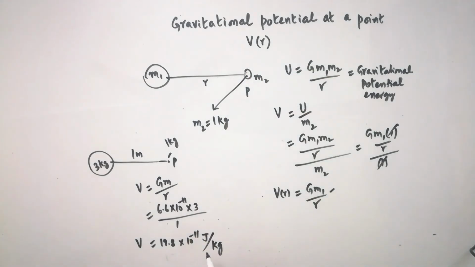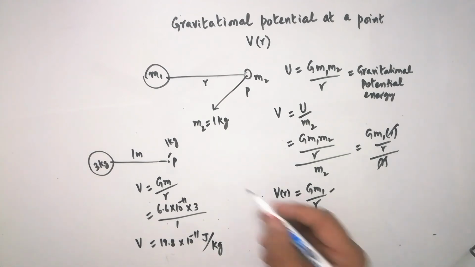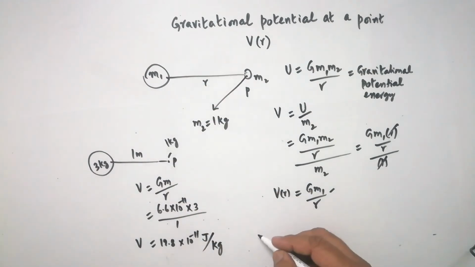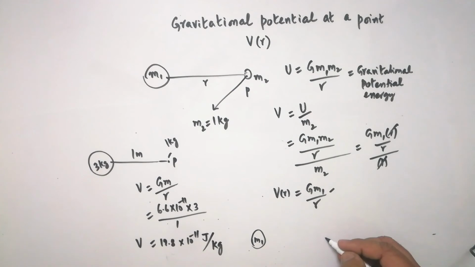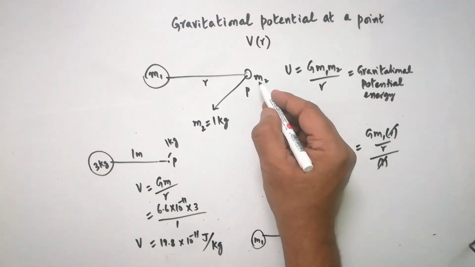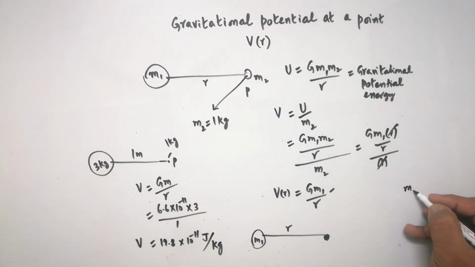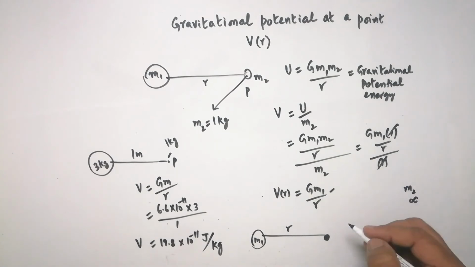Now we will see the definition. What is the definition of gravitational potential at a point? Look at that. Again I will draw this same mass. The same mass m1 is written. Here imagine, is it clear? Nothing is there. Some distance is there. Here this m2 must be placed at infinity.